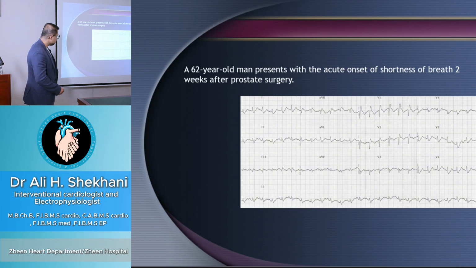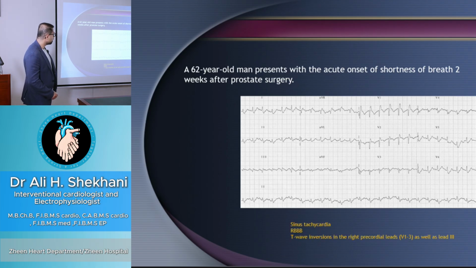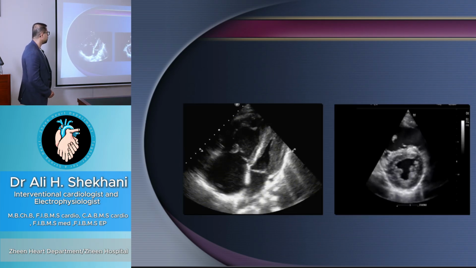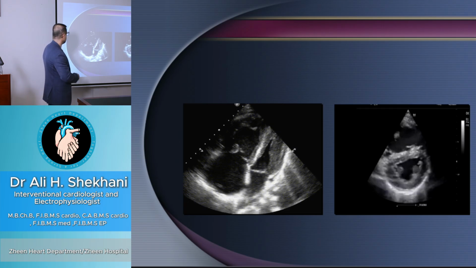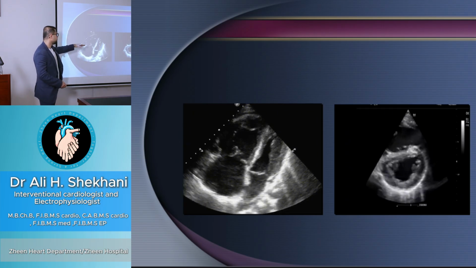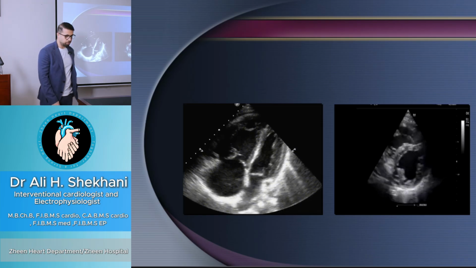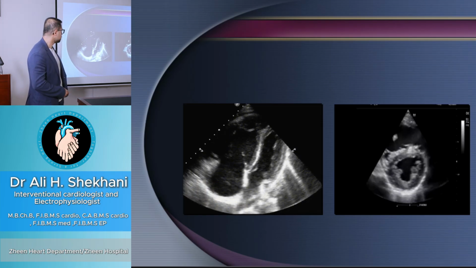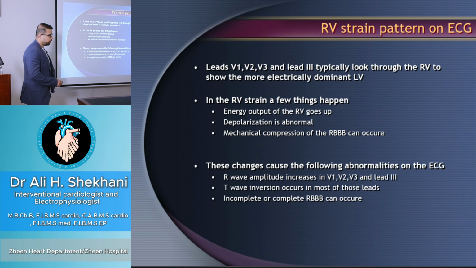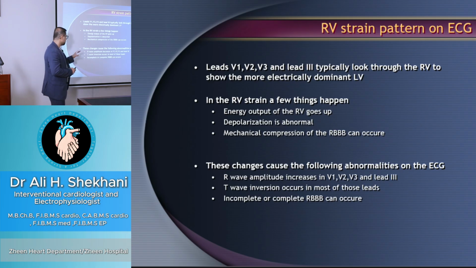As we expected, this is the echo finding of the patient. There is hugely dilated right side, and there is D-shaped septum, which is a feature of pulmonary embolism. Usually, the changes of the ECG in pulmonary embolism are due to mechanical pressure on the conduction system. That's why it becomes incomplete or complete right bundle branch block.